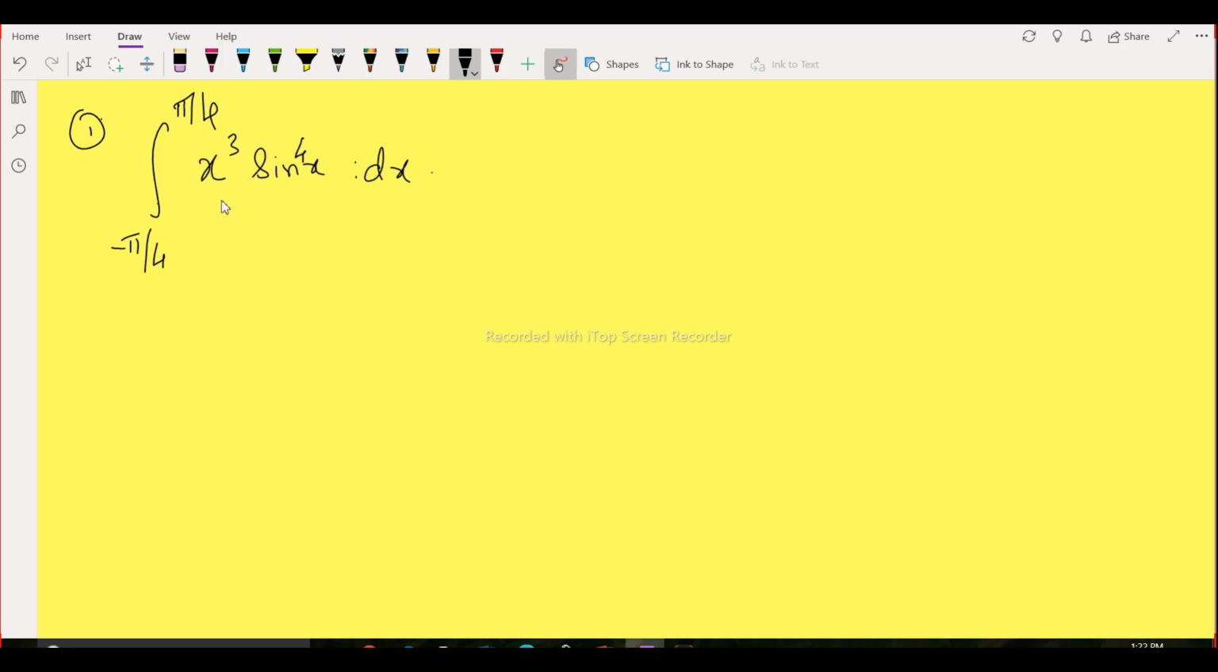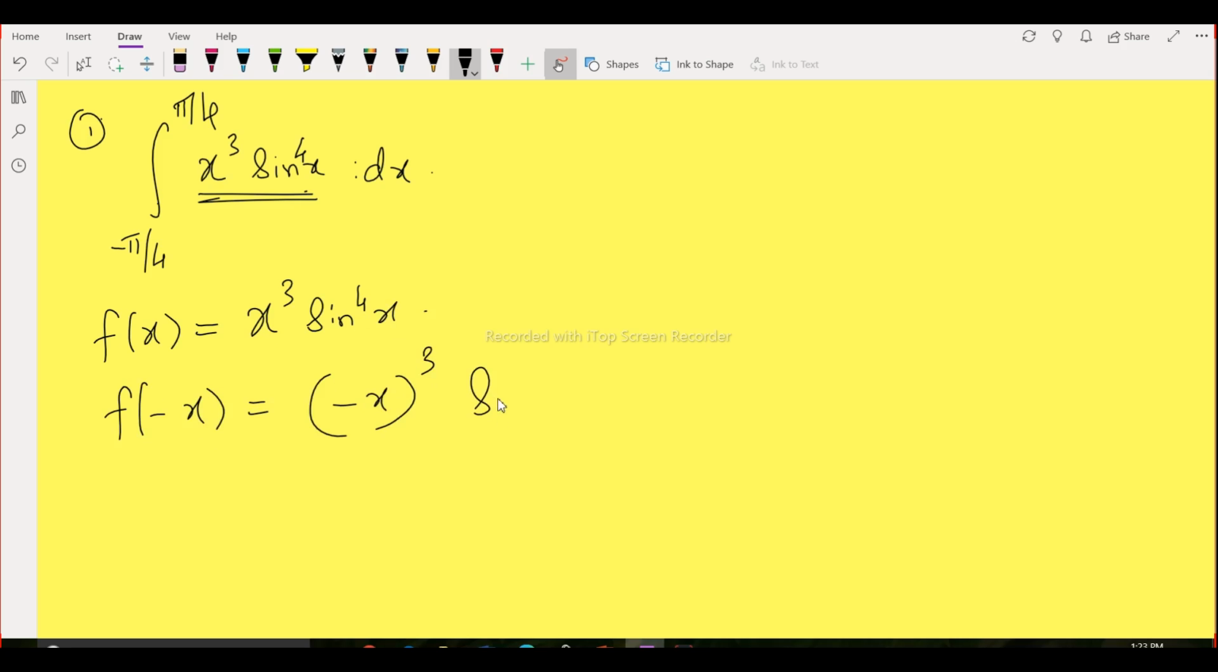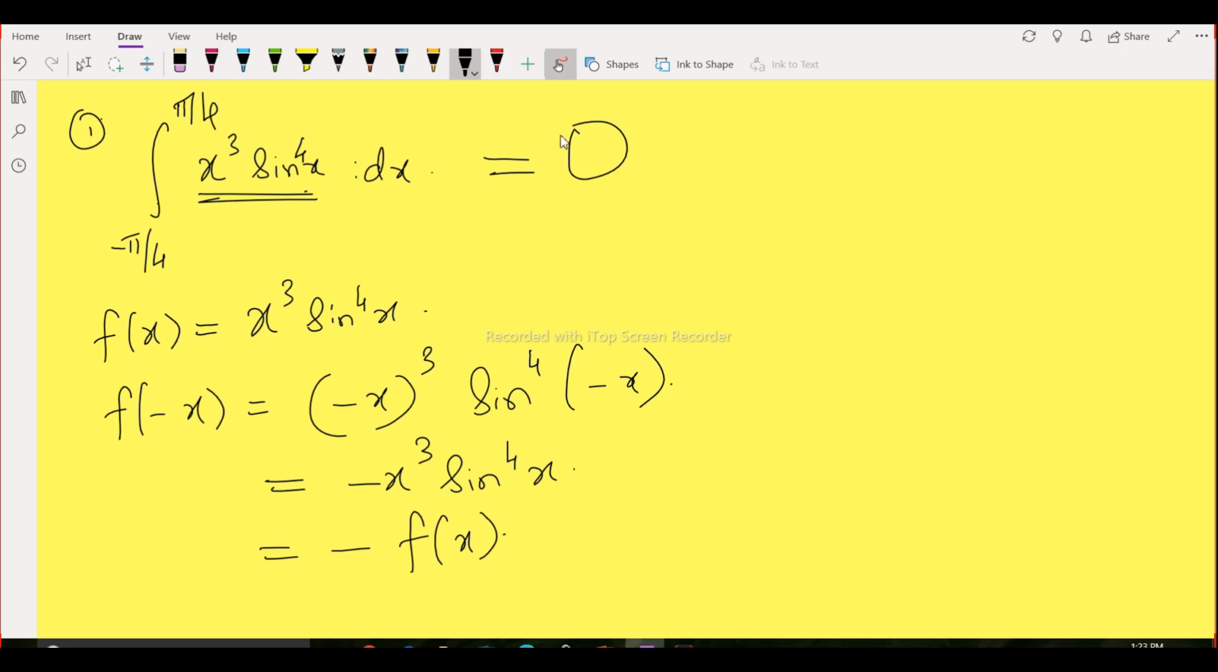Now we need to check whether this is even or odd. I'll write f(x) is equal to x cube sine raised to 4x. Wherever I have x, I'll put minus x. So I have minus x the whole cube, sine raised to 4 of minus x. This will be minus x cube, and sine raised to 4, it's an even power, so this will be sine raised to 4x. Obviously this is equal to minus of f(x). So this is an odd function, and I can directly write the answer as 0.